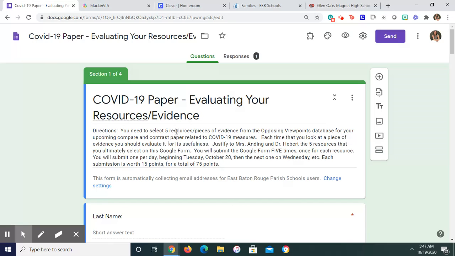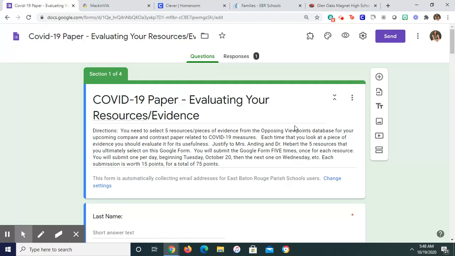You need to select 5 resources/pieces of evidence from the opposing viewpoints database for your upcoming compare and contrast paper related to COVID-19 measures. Each time that you look at a piece of evidence, you should evaluate it for its usefulness. Justify to Ms. Anding and Dr. Abair the 5 resources that you ultimately select on this Google form. You will submit the Google form 5 times, once for each resource. You will submit one per day, beginning Tuesday, October 20th, then the next one on Wednesday, etc. Each submission is worth 15 points for a total of 75 points.